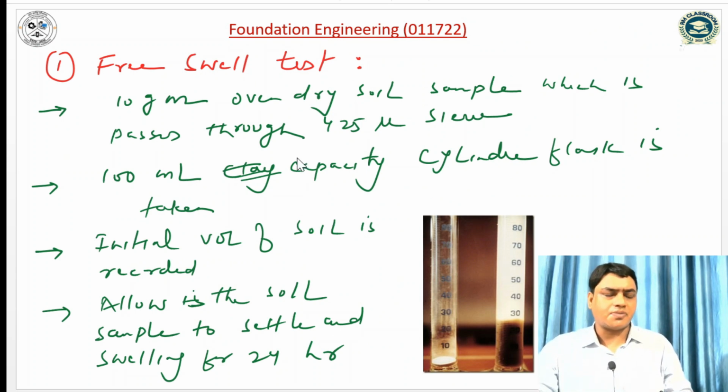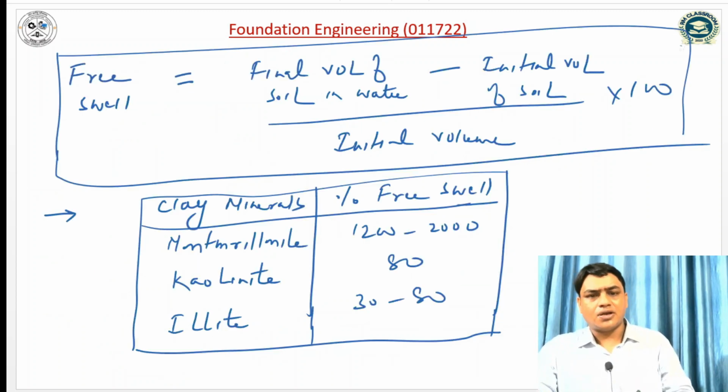10 gram oven dry soil sample is taken, which passes through a 425 micron sieve. A 100 ml capacity cylindrical flask is taken, the dry soil sample is put into the cylindrical flask, and water is filled up to 100 ml capacity, and it is allowed to settle and swell for 24 hours. After that, once again read the final or swelling volume of the soil, and the free swell value can be computed as final volume of soil minus initial volume divided by initial volume into 100. And we have seen the range of free swell value for different types of mineral.